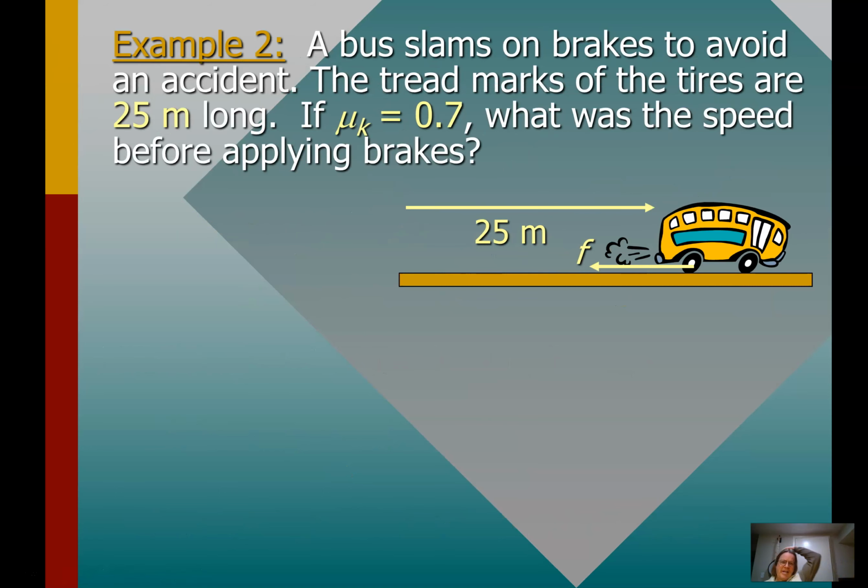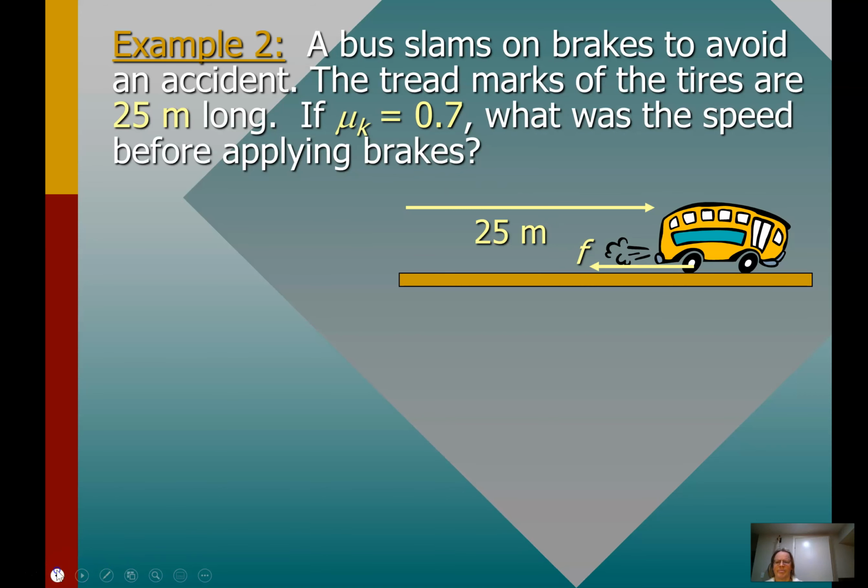Hey, a bus slams on the brakes to avoid an accident. Oh, goodness. It leaves some skid marks on the ground, and they're 25 meters long. So if we know the coefficient of kinetic friction, because it's skidding to a stop, brakes are locked up. Look at that. Heating stuff up. What's the speed before applying the brakes?